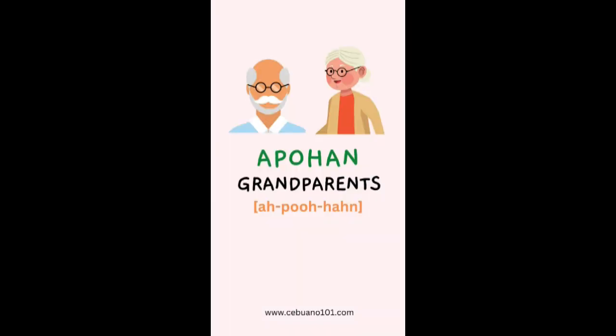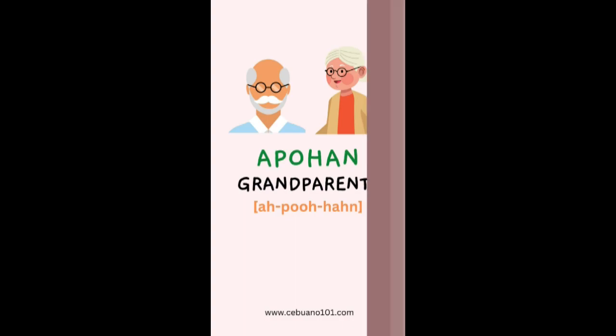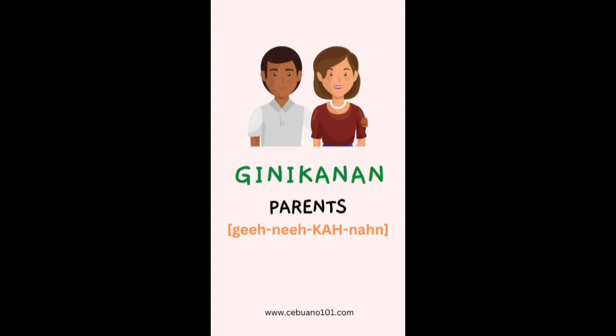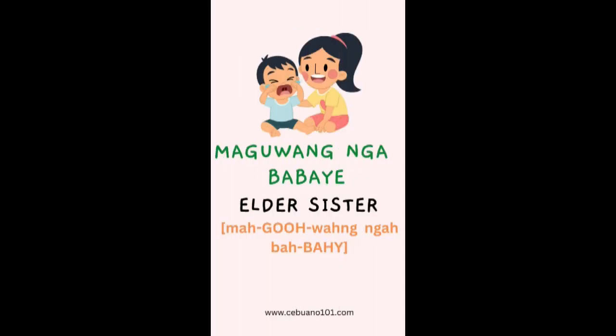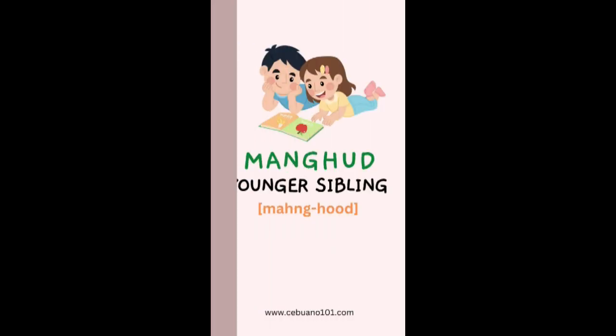Grandparents, apuhan. Parents, ginikanan. Next one, elder brother, maguwang nga lalaki or magulang nga lalaki. So it could be maguwang or magulang. Next one, elder sister, maguwang nga babae or magulang nga babay. Next one, younger sibling, manghud.